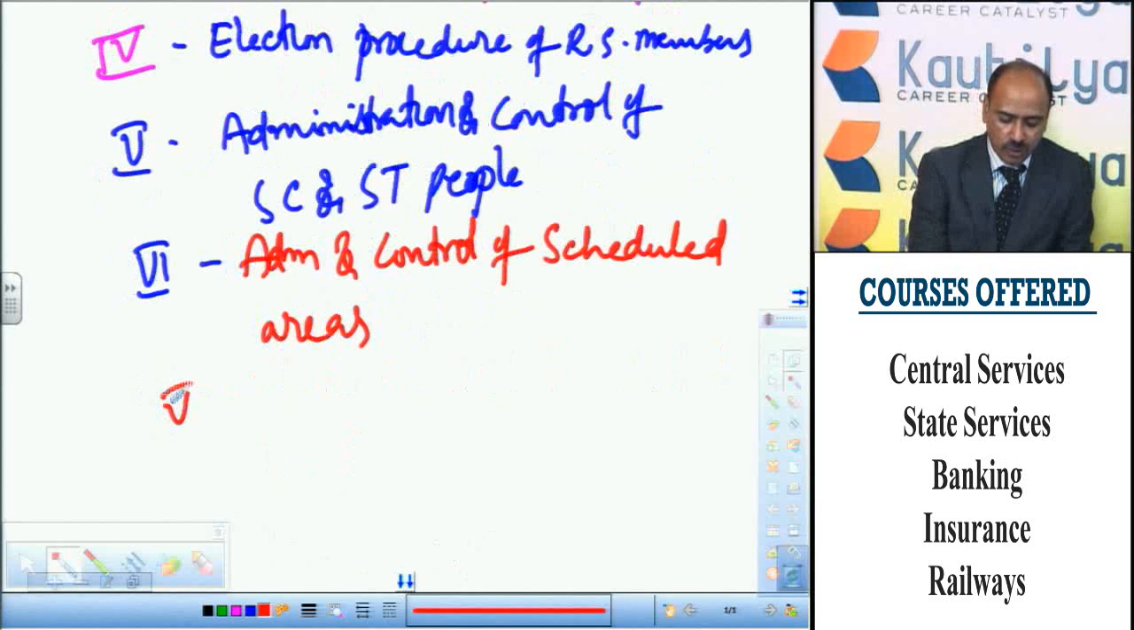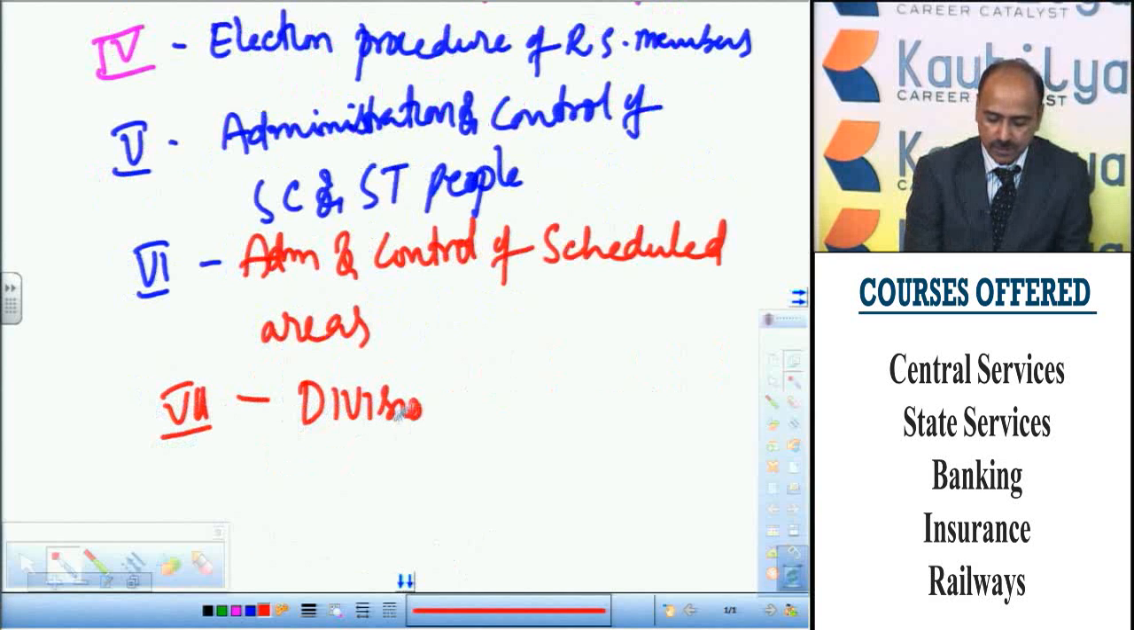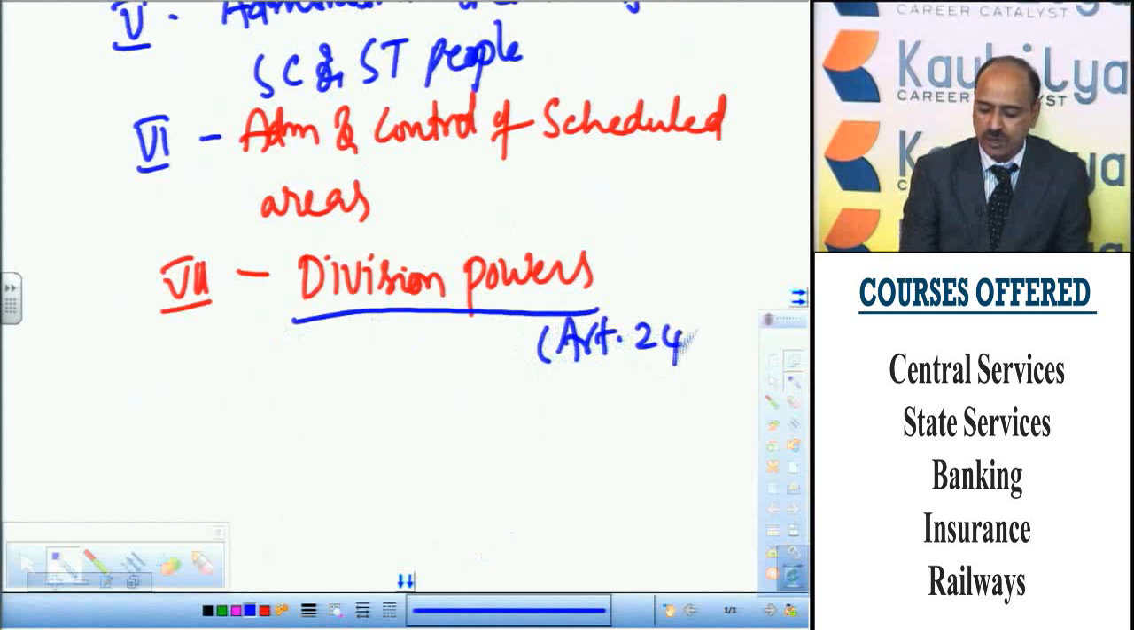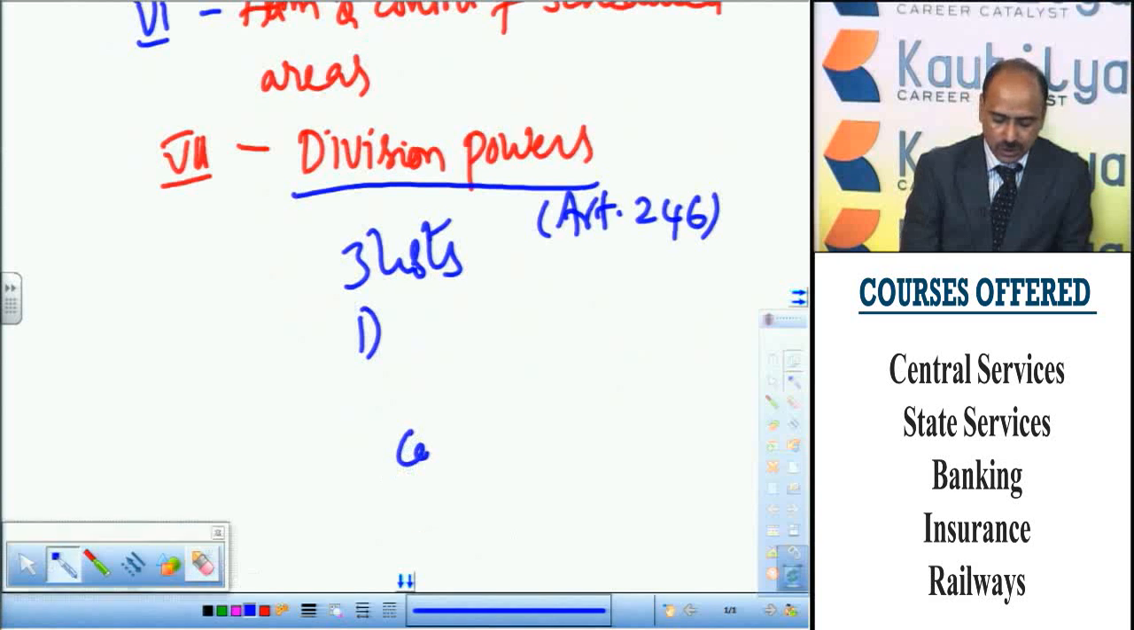Next, the seventh is a very important schedule in our constitution: division of powers. If we want to know the division of powers, we go to the seventh schedule. The seventh schedule gives information on the division of powers. These powers are mentioned in Article 246 of our constitution. Under division of powers, 3 lists are mentioned. Number 1 is the central list.